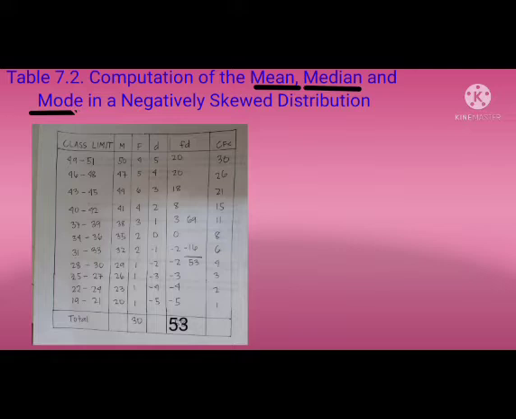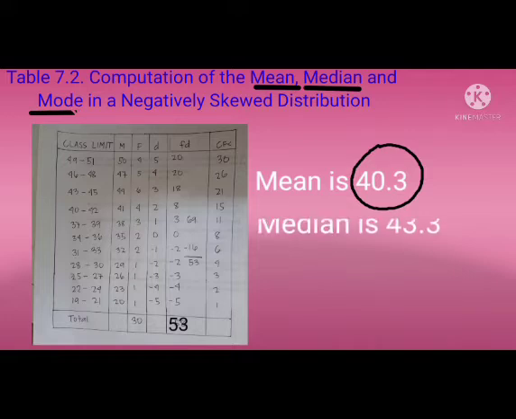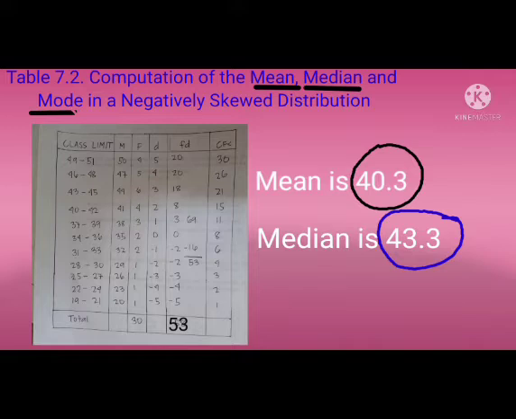So based on table 7.2, our mean is 40.3. When we say mean, it is the average of the data set. The median is 43. Remember, the median is the middle score of a distribution. And the mode is 44.5. The mode is the most frequently occurring number.